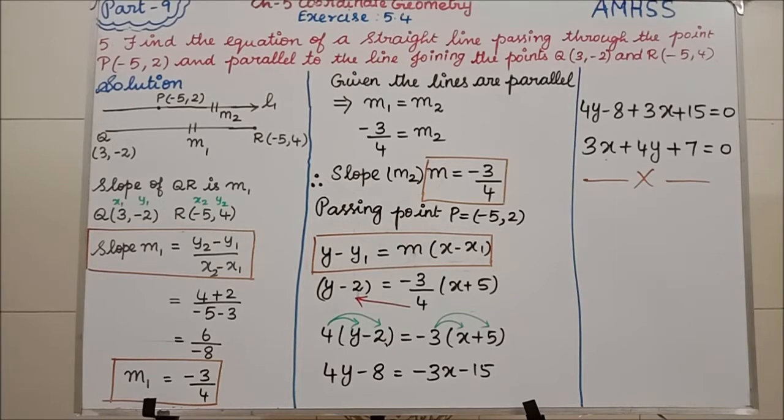Students, this is the fifth question in exercise 5.4. We'll see the question now. Find the equation of a straight line passing through the point P(-5, 2) and parallel to the line joining the points Q(3, -2) and R(-5, 4).